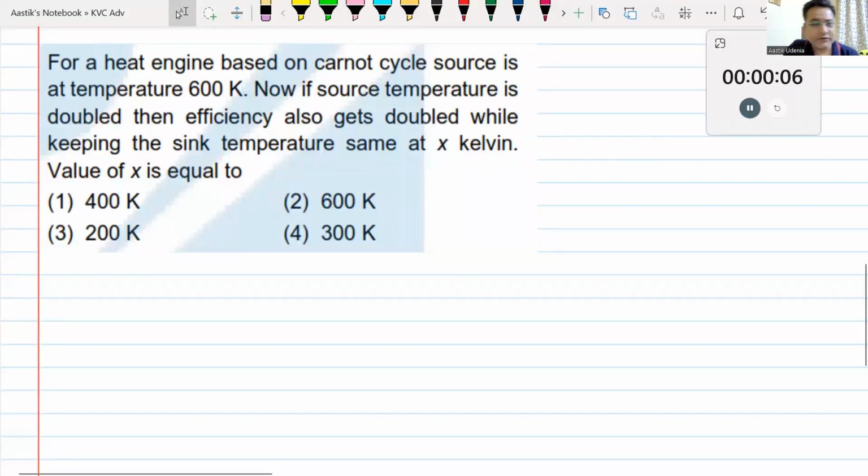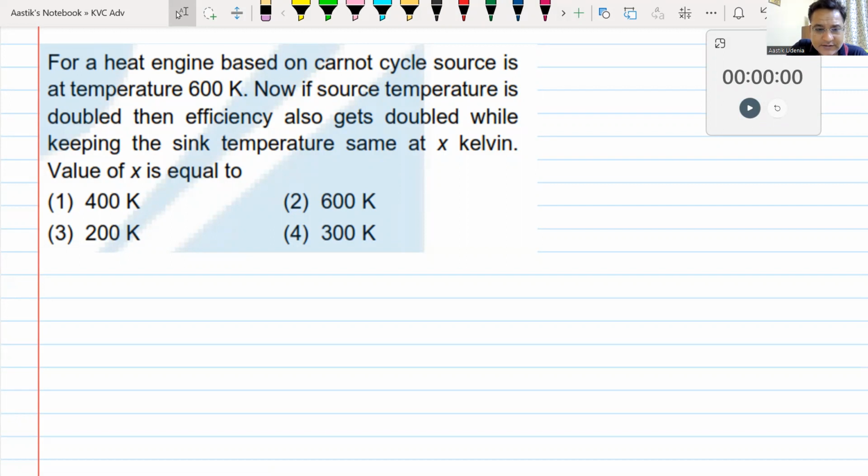Well, the timer is going to be up. Your answer is 300 Kelvin. The answer that I have is not 300 Kelvin. It is 400 Kelvin. How are we supposed to do this?